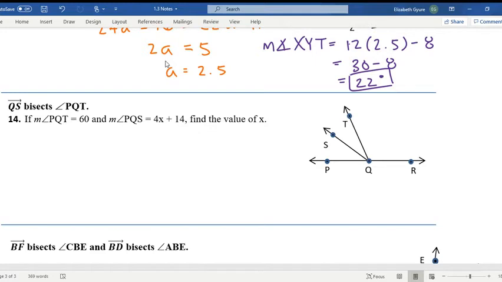Number 14, ray QS bisects angle PQT. And it says the measure of angle PQT is 60, and the measure of angle PQS is 4x plus 14. Find the value of x.